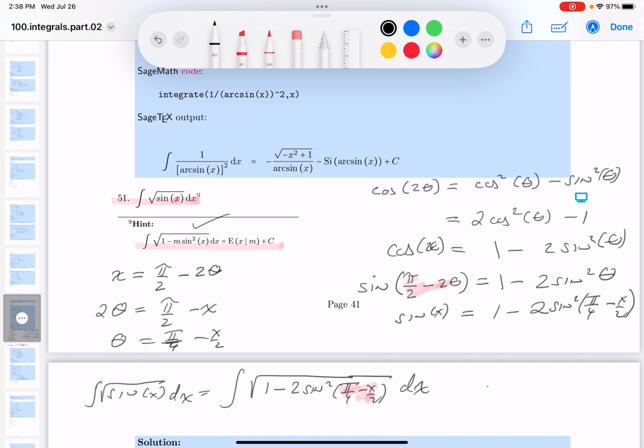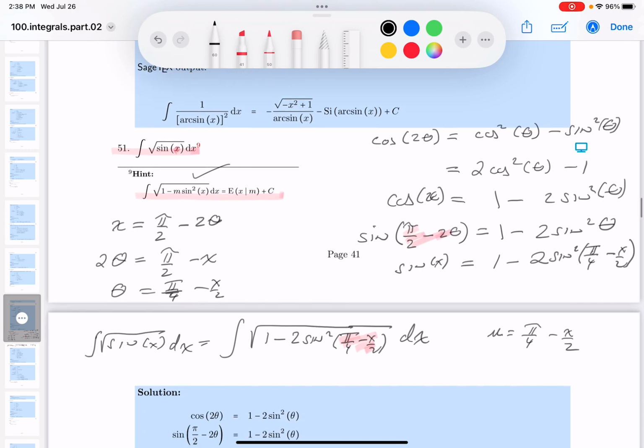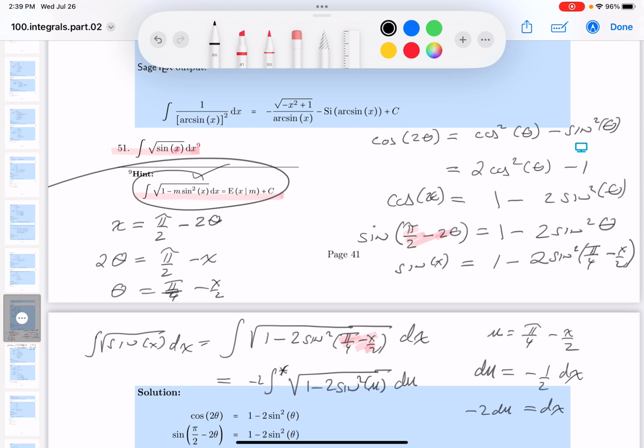I'm going to say u equals pi over 4 minus x over 2. And du is going to be minus 1/2 of a dx, or minus 2 du's is dx. Let me pop that in. 1 minus 2 sine squared of u. And what's dx? It's just minus 2 du's. All right. Did we get this over here? We did. I think I can put that down over here.